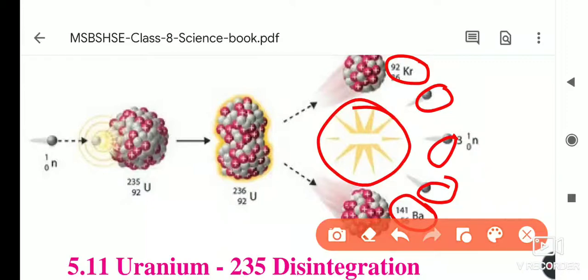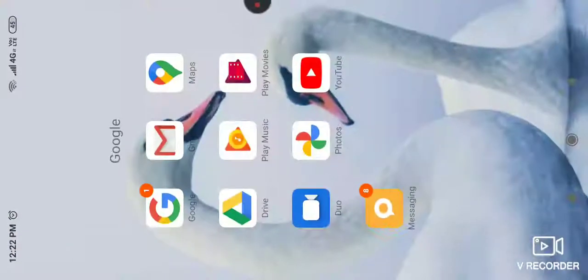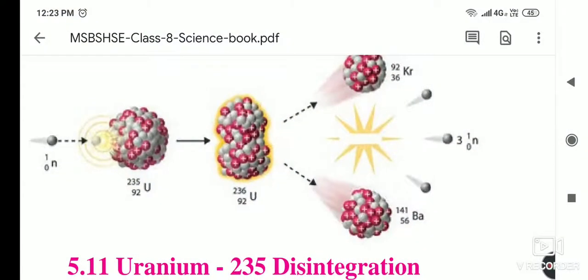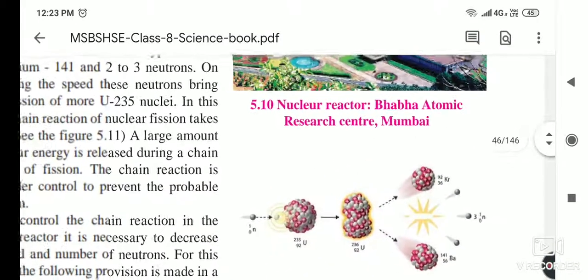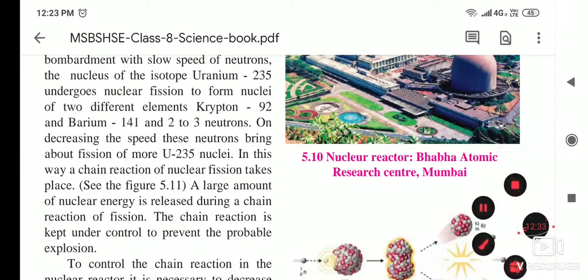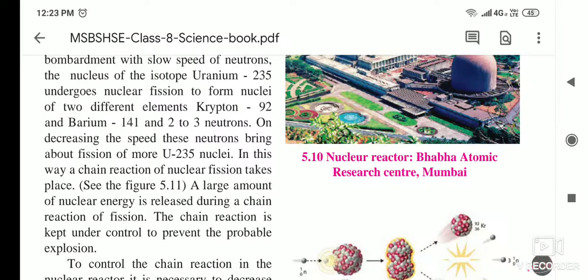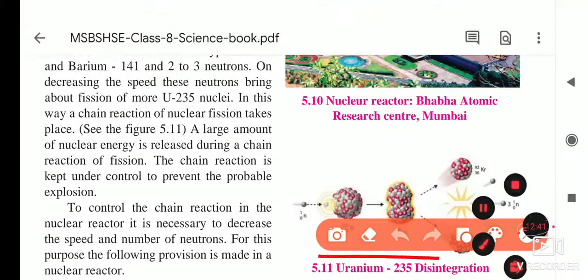Again this neutron, when it attacks another atom of uranium-235, again the nuclear fission takes place, and two separate elements are formed. This is the krypton and this is the barium. Suppose Ba, barium, and this is barium, and one more substance, the krypton, is formed. Now here barium-141 and 3 neutrons are formed. This is the reaction picture shown here.